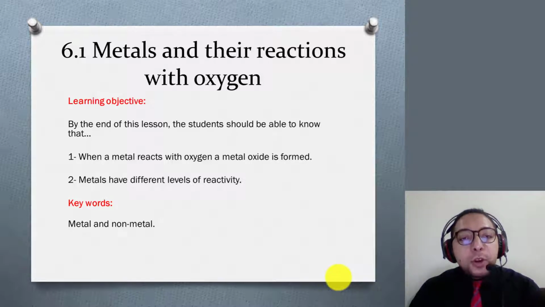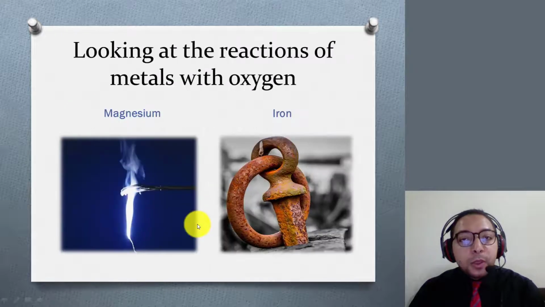By the end of the lesson, you are expected to know that when a metal reacts with oxygen, a metal oxide is formed, and you need to know that metals have different levels of reactivity. So basically not all the metals are the same. That's why we're going to do some comparisons right now between the metals based on the reactivity with oxygen. Keywords of today's lesson are metals and non-metals.